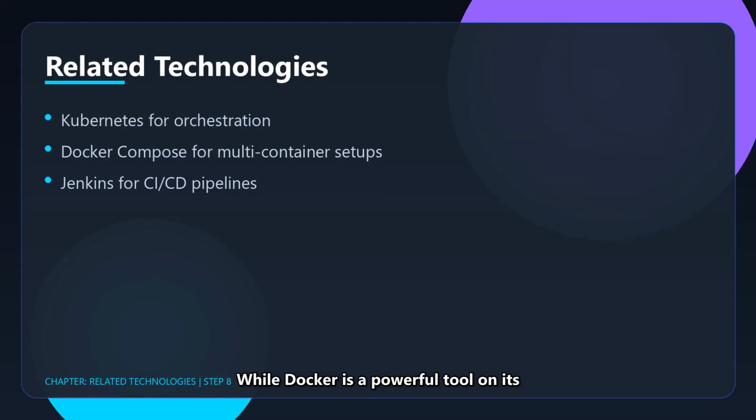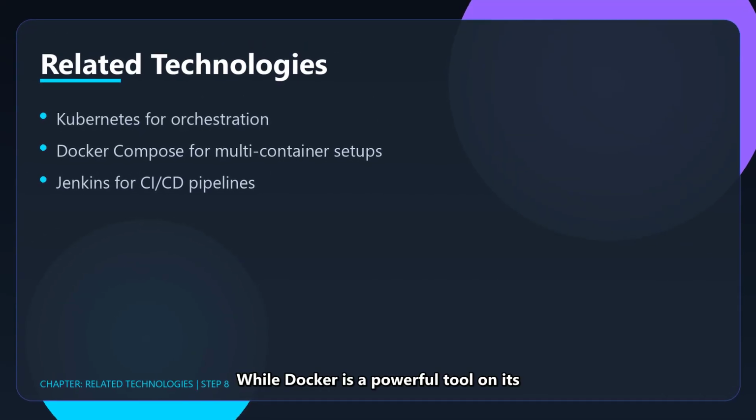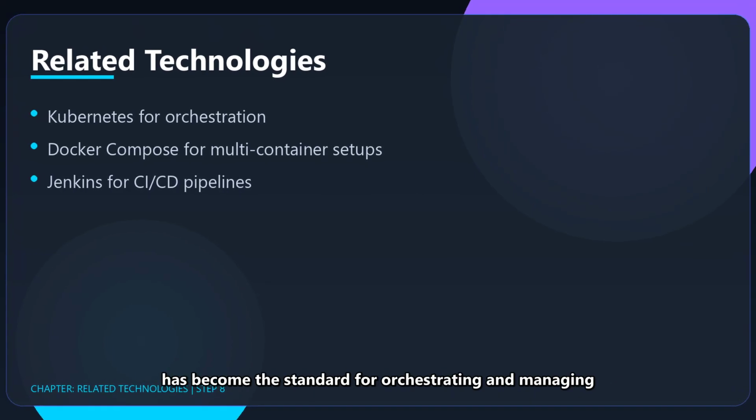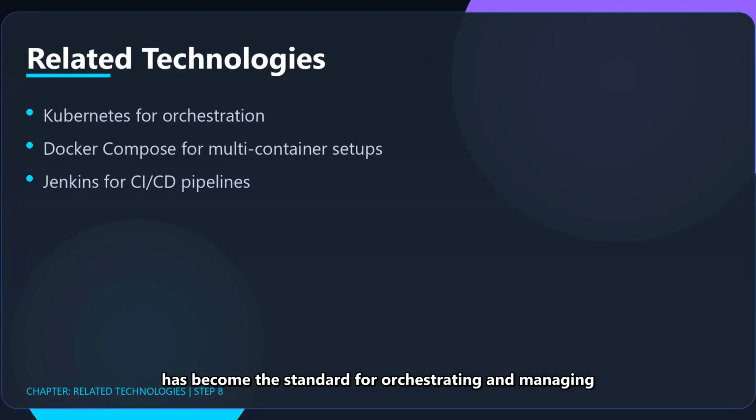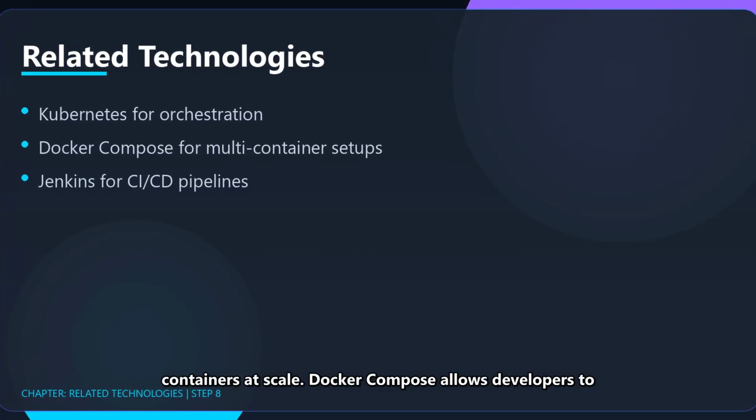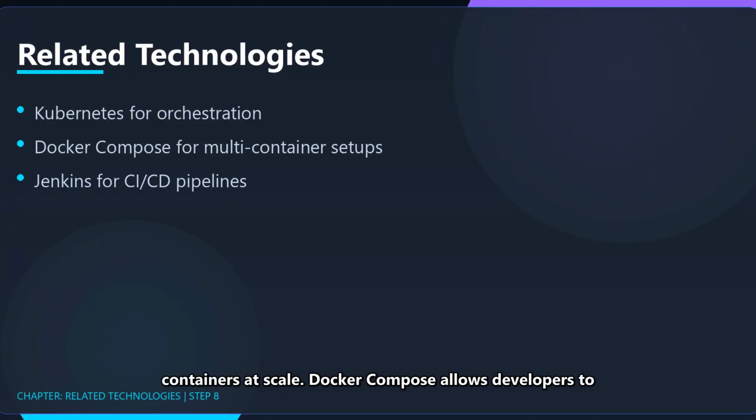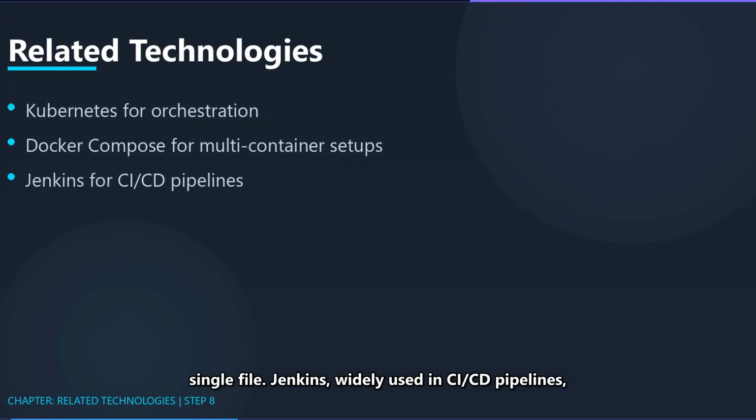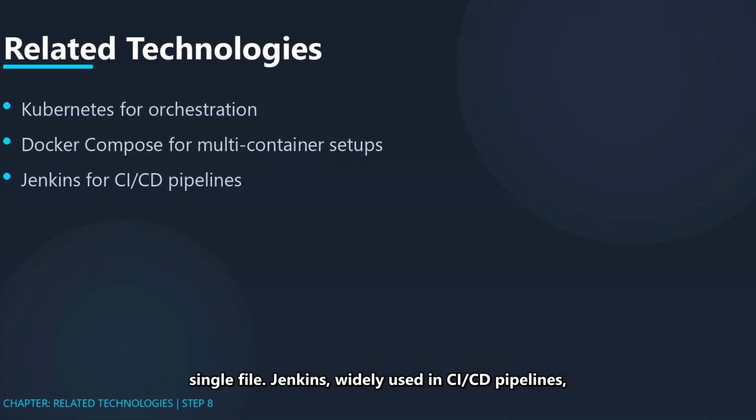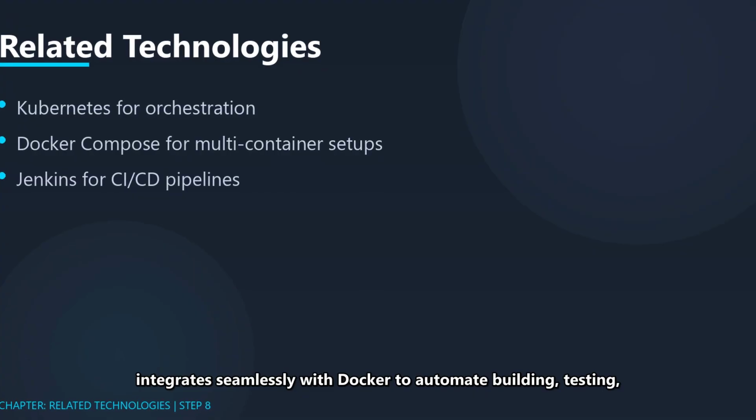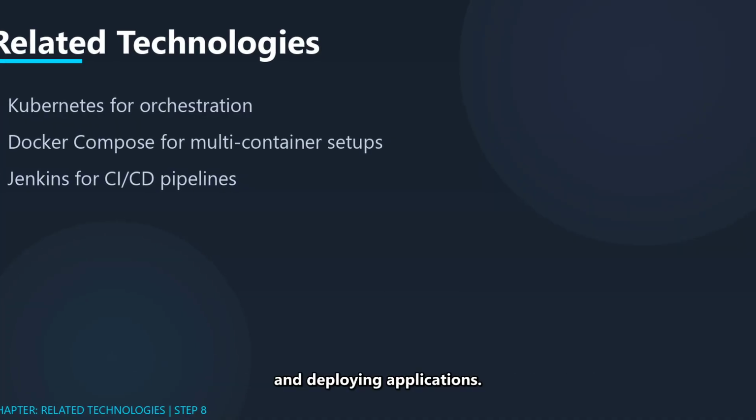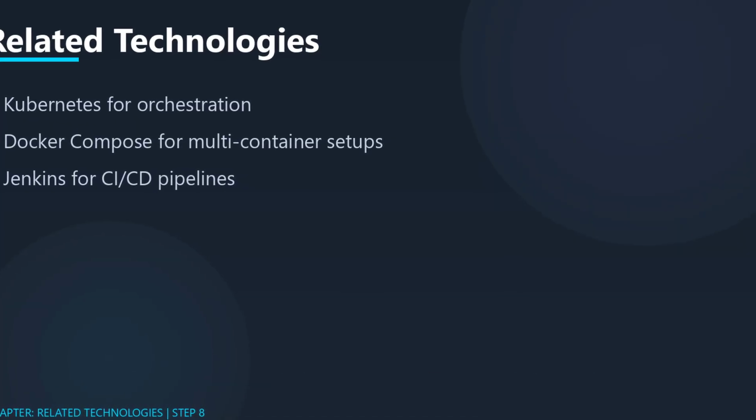While Docker is a powerful tool on its own, it often works alongside other technologies. Kubernetes has become the standard for orchestrating and managing containers at scale. Docker Compose allows developers to define and run multi-container applications with just a single file. Jenkins, widely used in CI/CD pipelines, integrates seamlessly with Docker to automate building, testing, and deploying applications.